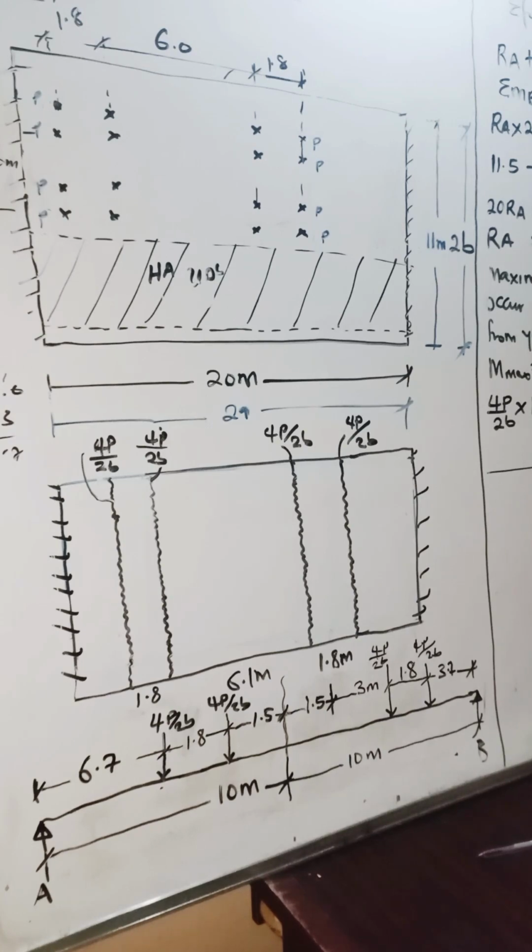Having gotten this arrangement, the next thing you are going to do is to take moment about point B so that we can obtain the reaction at support A. All right, so we'll do that. Having done that, the next step we are going to take is to calculate the maximum moment. Of course, the maximum moment is going to occur under the second axle, okay? So let's work that out and find out what the value for the maximum moment is.